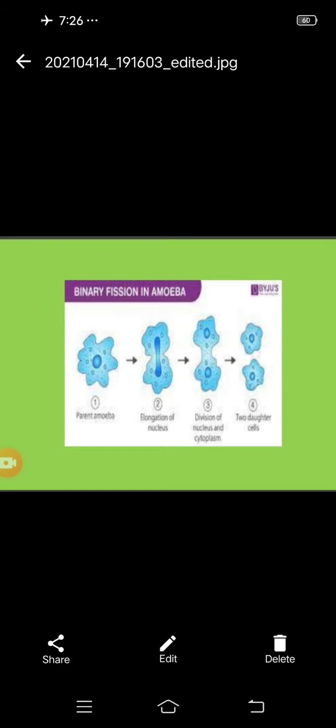As a result, in the fourth picture you can see two daughter cells, they are similar to the parent body in all features except in size. So this is the simple binary fission, no genetic variations.